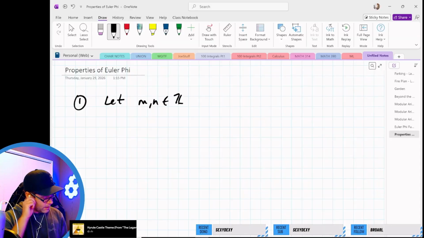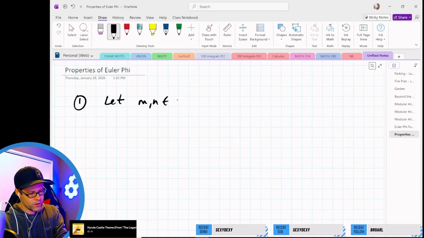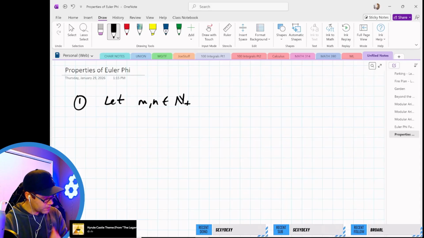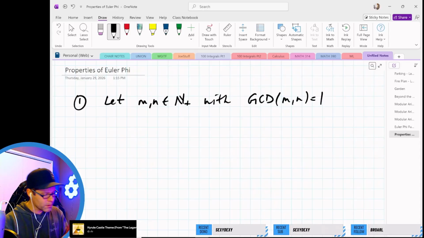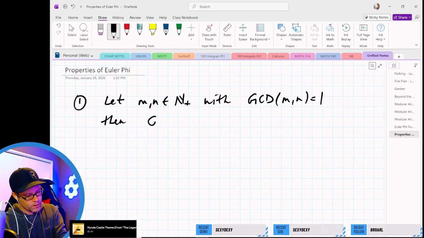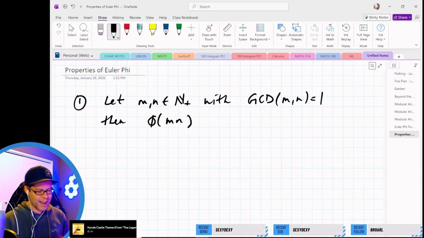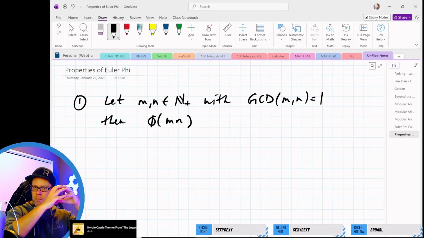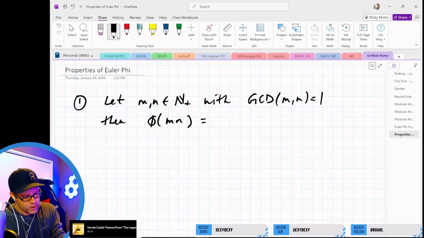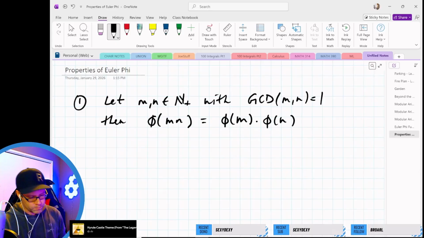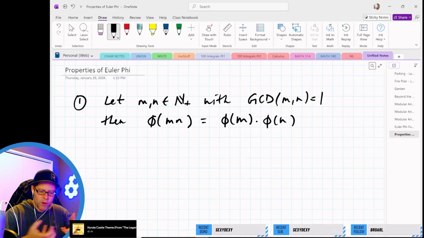So if I have a couple of positive integers, so let's make sure they're in the set of positive counting numbers. And let's say we know that the GCD of m and n is 1. So these are co-prime numbers. Then I know that I can take this number that I'm inputting into the Euler Phi and break it up into two co-prime integers, so this should really just be phi of m times phi of n. So this allows me to take a larger number, break it down into co-prime components, and work with those components.